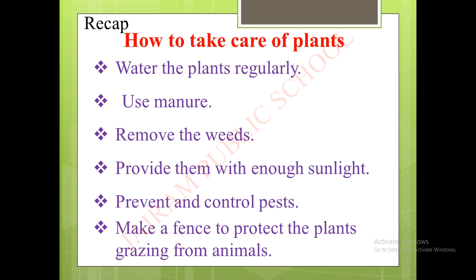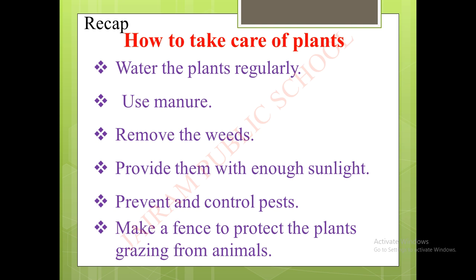Use manure. Manure is nothing but the waste from the animals and plants, used as fertilizer for the plants to get nutrition and energy to grow. So the waste from the animals and the plants is used as fertilizer or as energy for the plant to grow. So this is called manure.